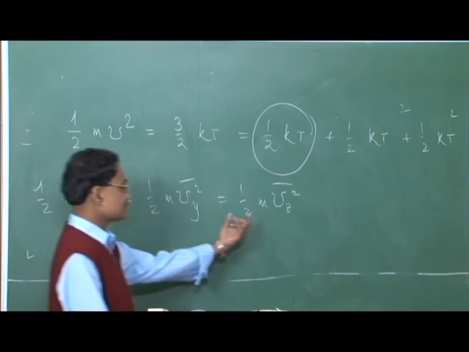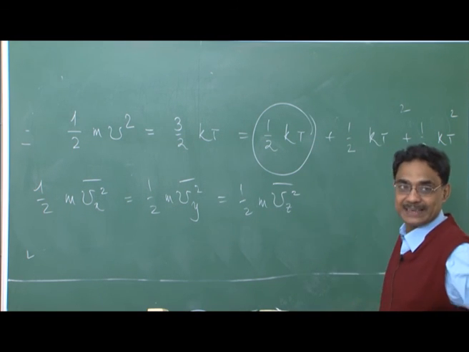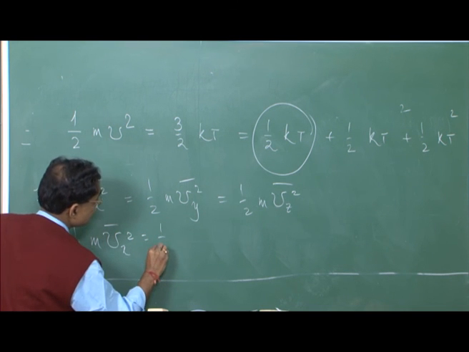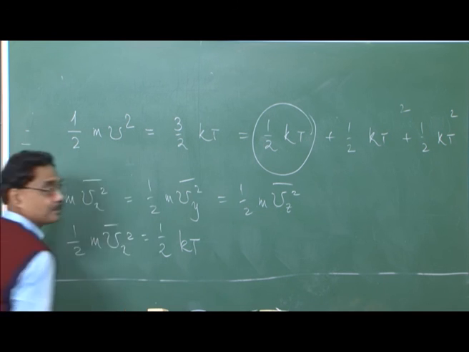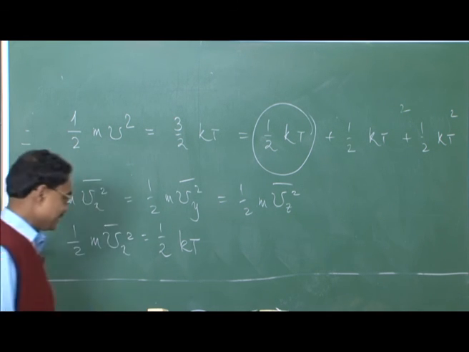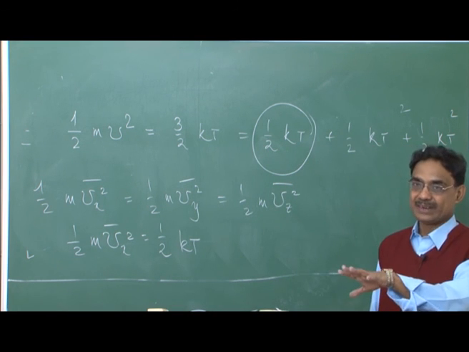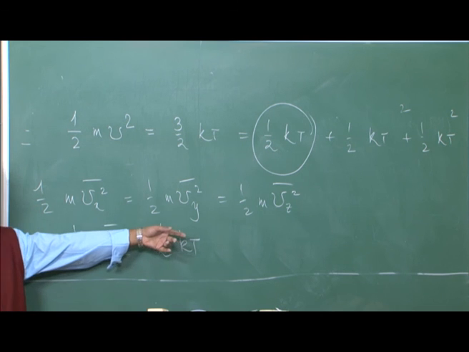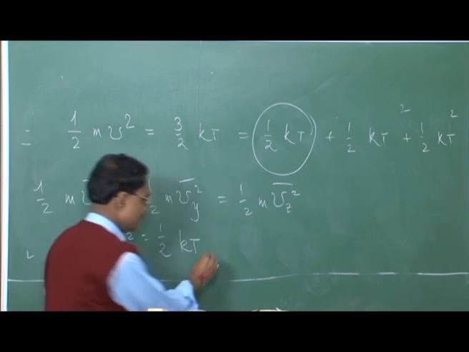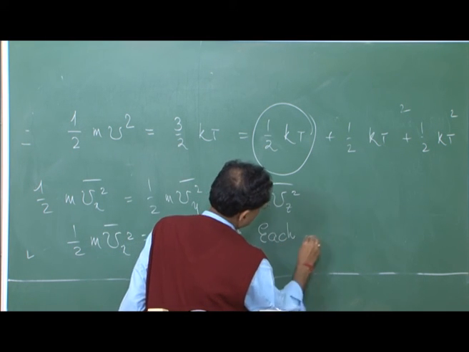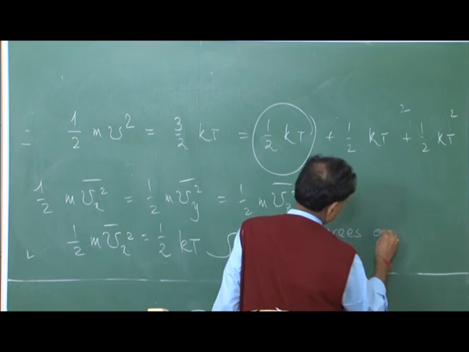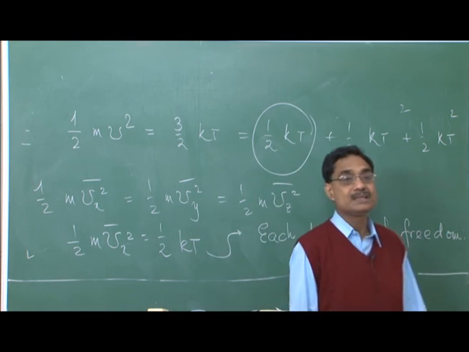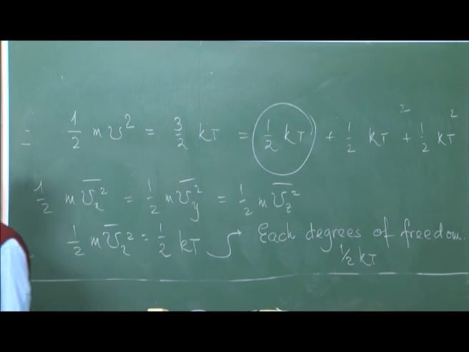Okay? If these 3 things are the same and total kinetic energy is 3 by 2 kT, I immediately conclude that half m Vx square average is nothing but half kT. Okay? It is very important that each kinetic energy is half kT. I do not have any potential energy in the problem. So, half m Vy square would equally be half kT. So, each degree of freedom contributes a half kT to the system. Okay? Each degree of freedom gives you a half kT of the system.